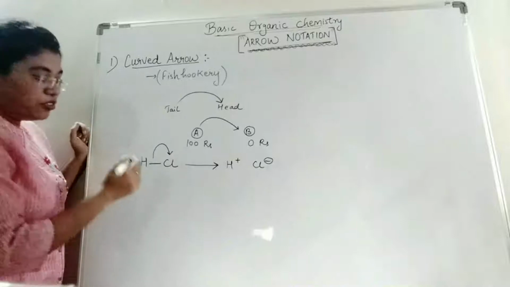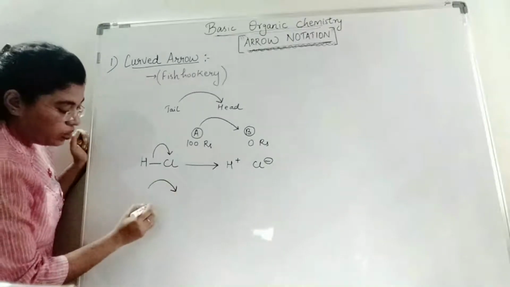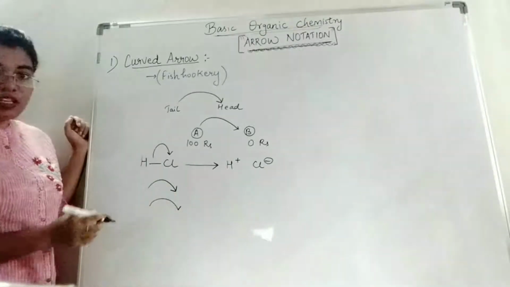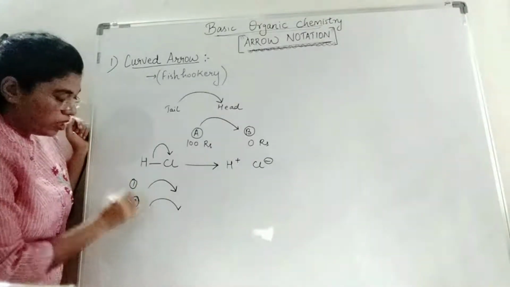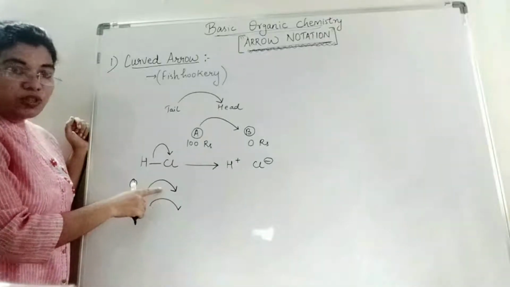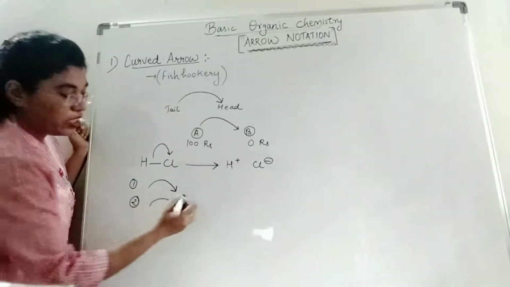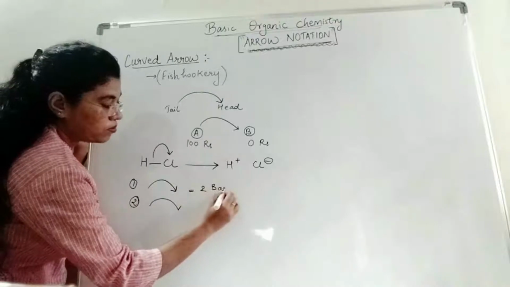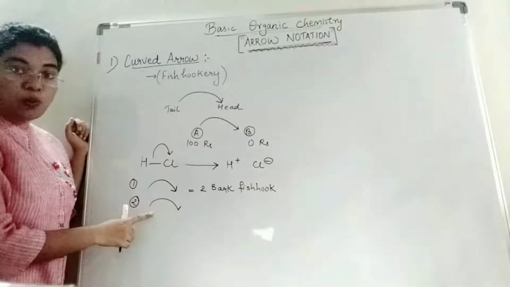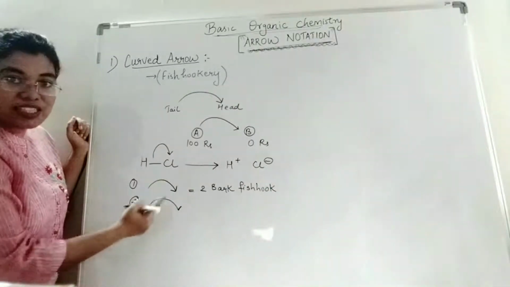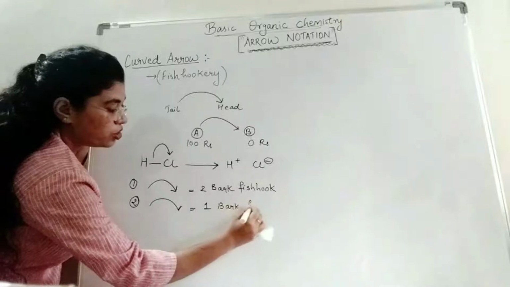Now this arrow can be written in two ways. One is this arrow, the second one is this arrow. See, there is a lot of difference in both these arrows, arrow number 1 and arrow number 2. The first arrow is called a 2-barb fish hook, as two barbs are shown. And this second one is having only 1 barb, so we can say 1-barb fish hook.